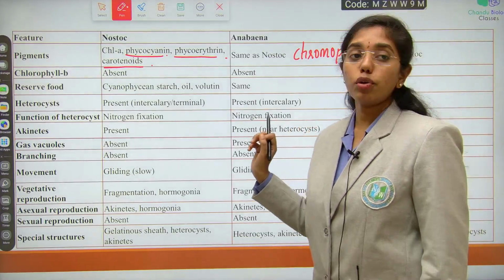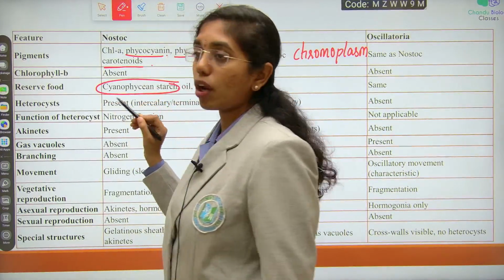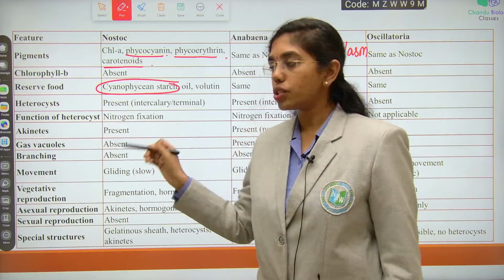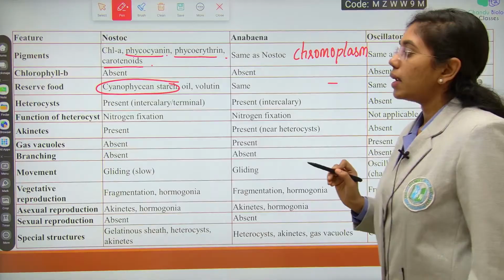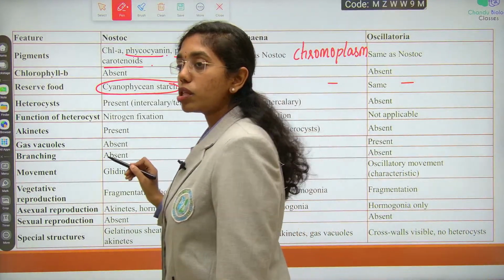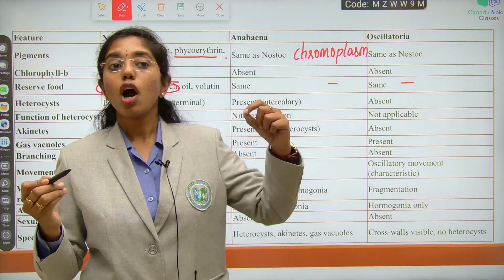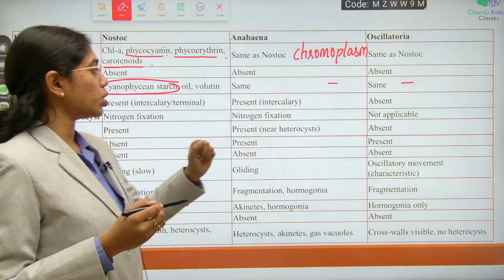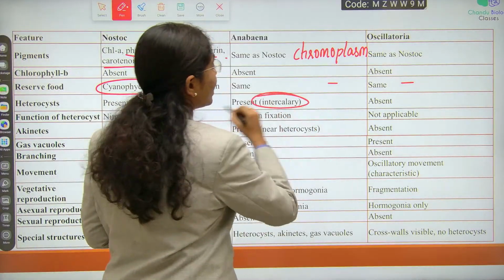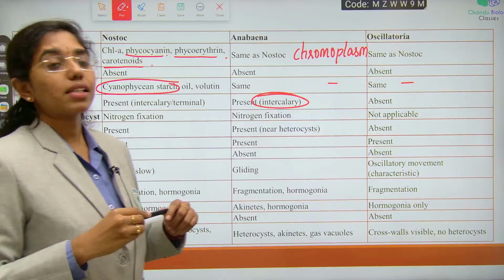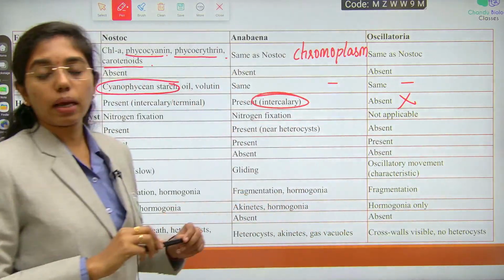Next is reserve food material. In Nostoc it is cyanophycean granules. You can also call it cyanophycean starch, oil and volutin. Here also it will be the same. Next is heterocysts. Heterocysts are present in Nostoc, can be intercalary in between the vegetative cells or at the terminal or apical region as well. Whereas in Anabaena, it is strictly intercalary in position, whereas in Oscillatoria, the heterocysts are absent completely.